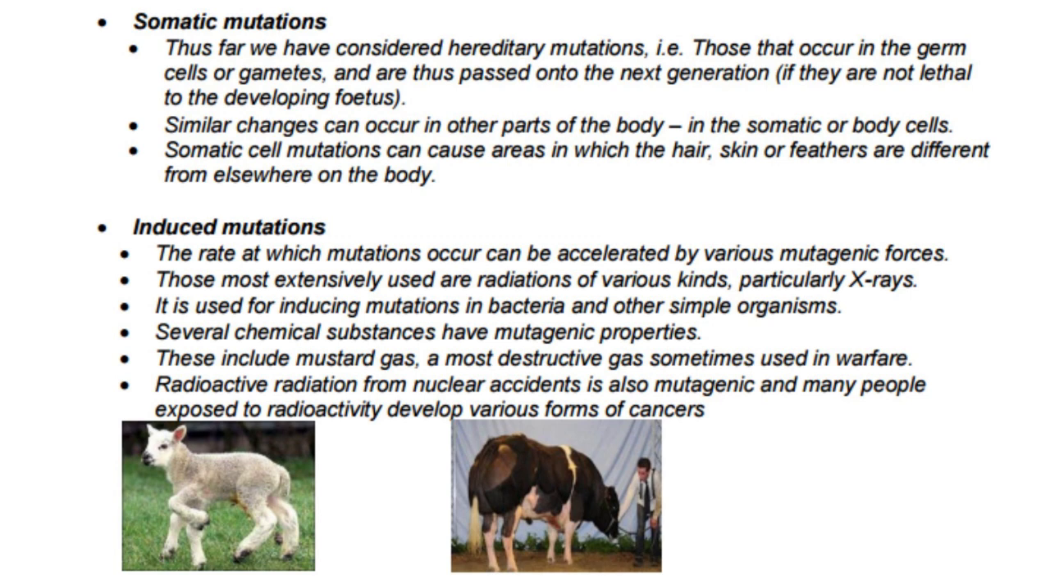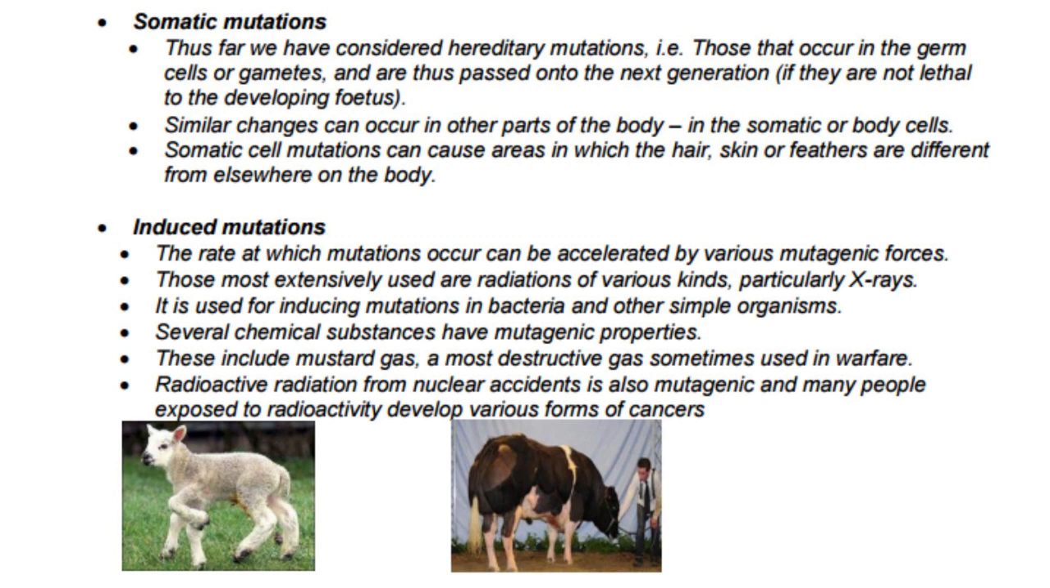Somatic mutations. Thus far we have considered hereditary mutations, i.e., those that occur in the germ cells or gametes, and are thus passed on to the next generation, if they are not lethal, to the developing fetus. Similar changes can occur in other parts of the body, in the somatic or body cells. Somatic cell mutations can cause areas in which the hair, skin or feathers are different from elsewhere on the body.